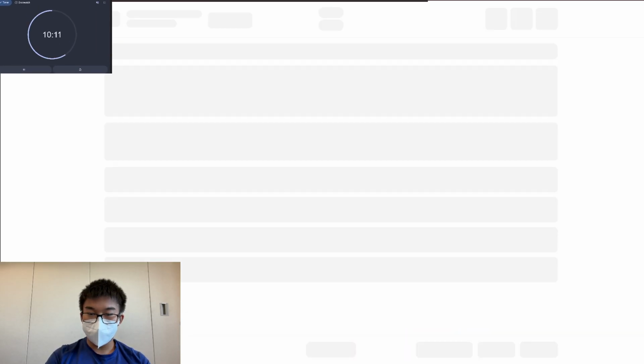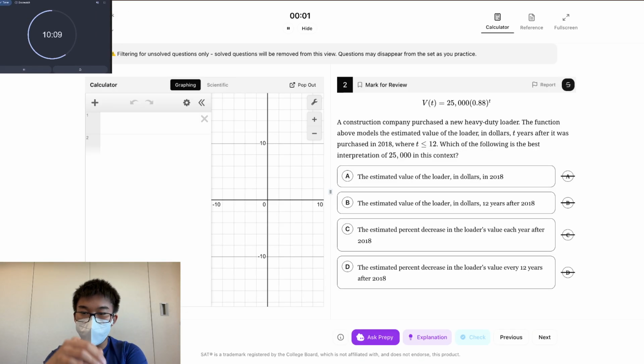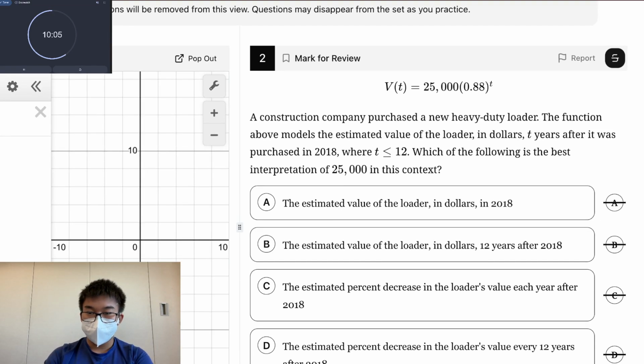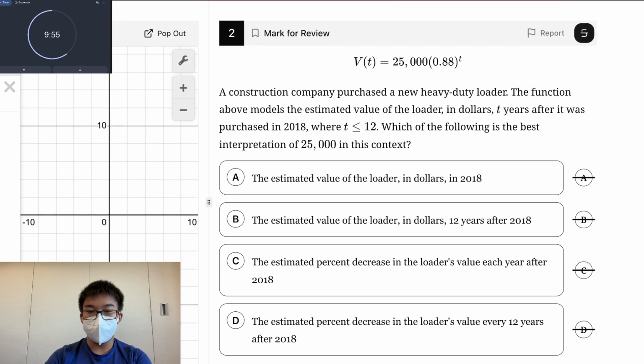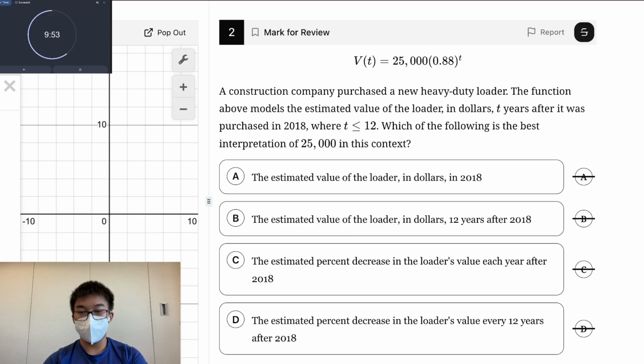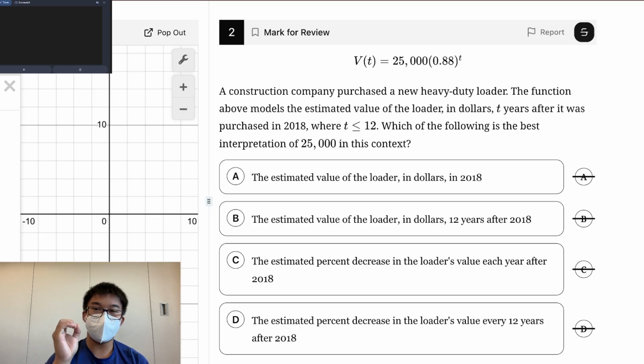So these are the medium questions. Cool. So let's look at this one. Instruction purpose is the new heavy duty loader. T years after it was purchased is 2008. T is less than 9, which is the following percentage. So this is the estimated value, I'm guessing. So at year 0, that's how much it costs, and that's how much it will be going down by.